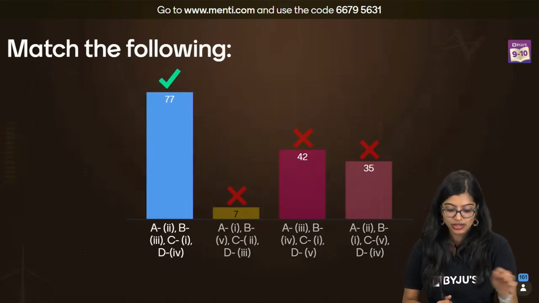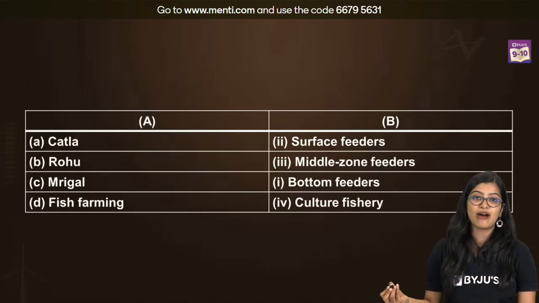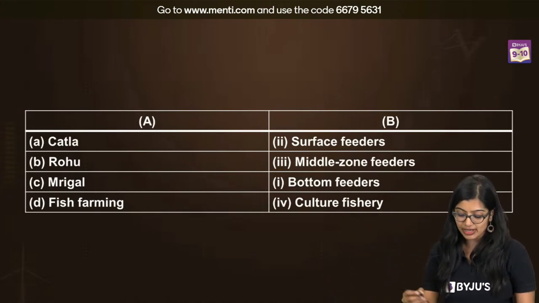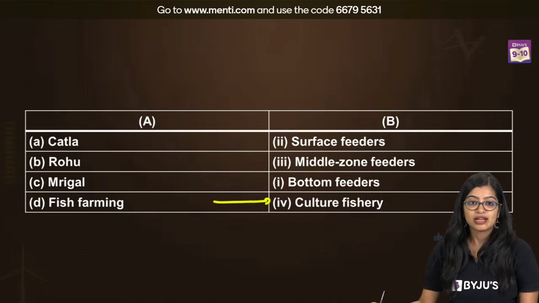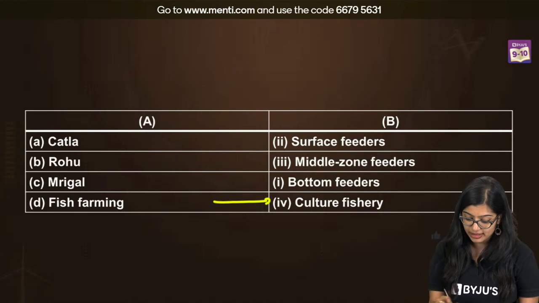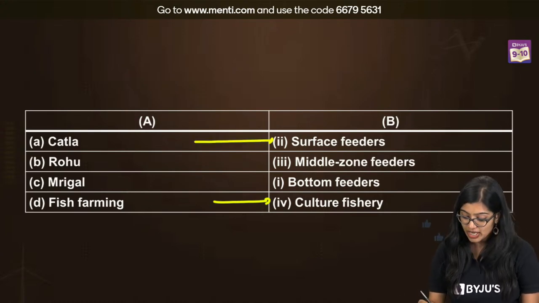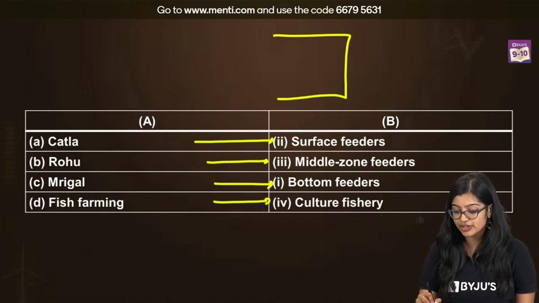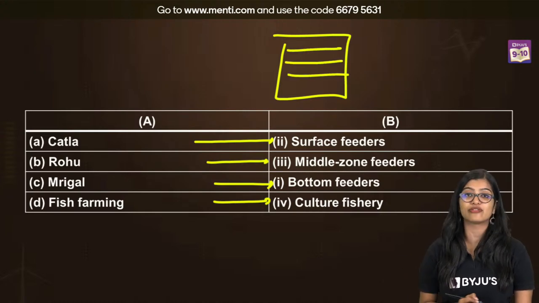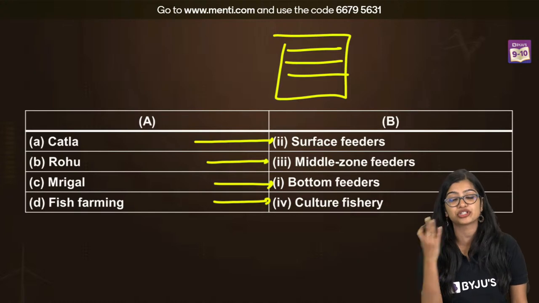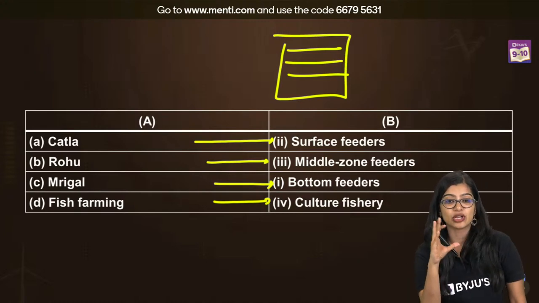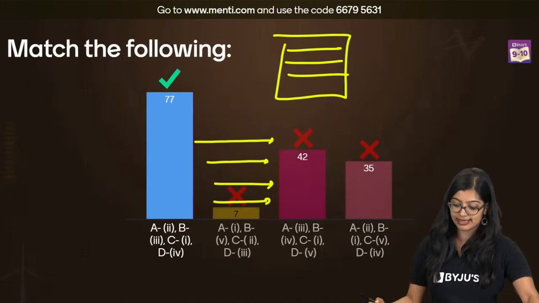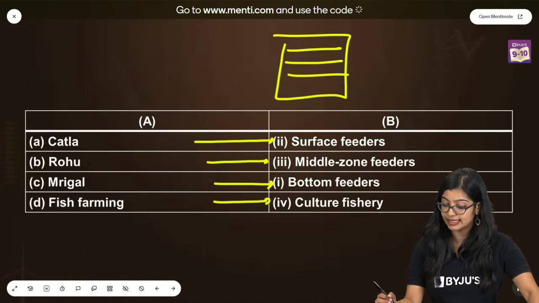Yes, all right. So now, of course, this is very simple. What is fish farming? Fish farming is another name for growing fishes at a large scale. And we know that one kind of fish farming is culture fishery. Now, Katla is a surface feeder, Rohu is a middle feeder, and Mrigal is a bottom feeder. And we see that composite fish culture is practiced so that there is no competition for food and large amounts of different species of fishes can be grown in the same pond. So option A is the correct answer. I hope now all of you are clear with this.